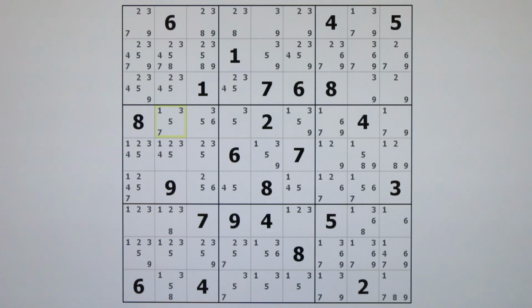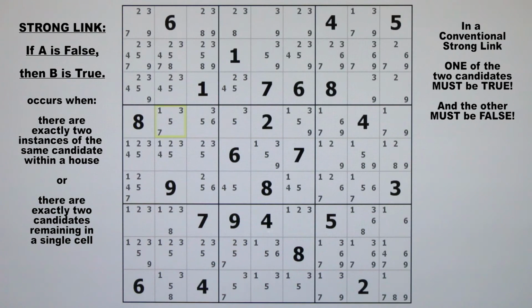For the moment, all you need to remember is that if there are only 2 instances of a particular digit within a house, there is a strong link between them. And if there are only 2 digits remaining in a single cell, i.e. a bi-value cell, there is a strong link between them too. So let's take a look. Between these 2 7s, because they are the only 2 7s in row 1, there's a strong link between them. And between this 5 and the 3, there's a strong link between them because they are within that cell. There are only 2 possibilities, so there's a strong link between them.